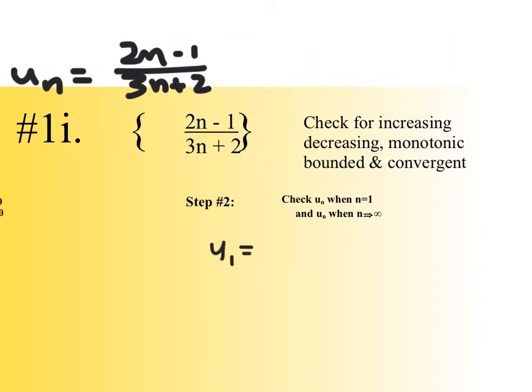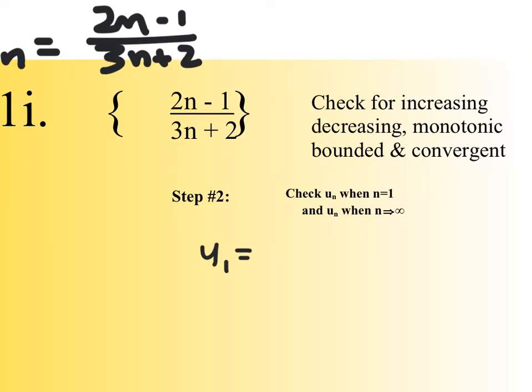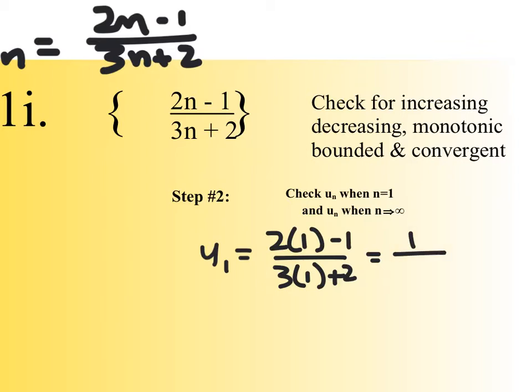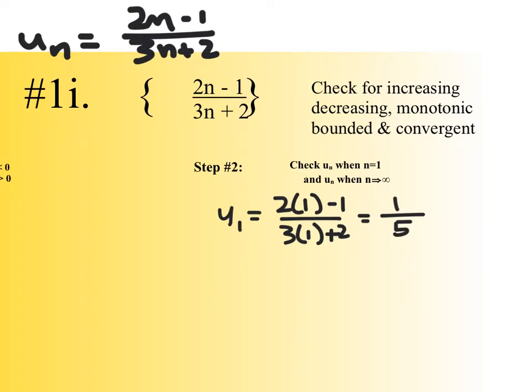Okay, u sub 1 is, let's see, I'm going to plug in a 1, so that'd be 2 times 1 minus 1 over 3 times 1 plus 2, which is 2 times 1 minus 1, which is 1, over 3 plus 2, which is 5. Okay, so that's u sub 1. Now let's take the limit as n goes to infinity of this thing.